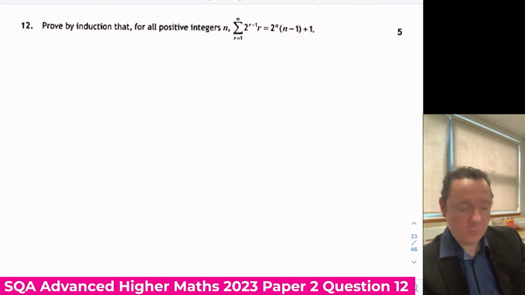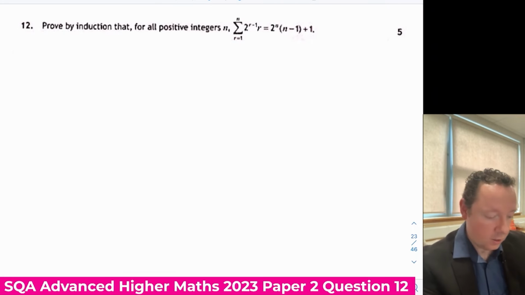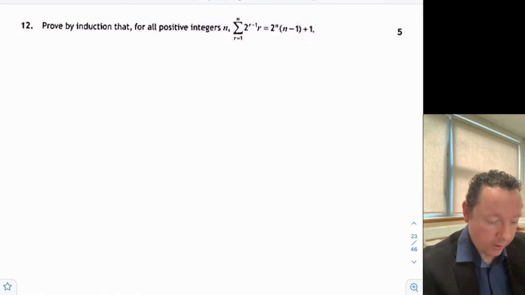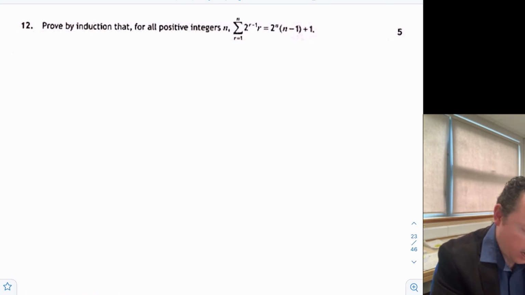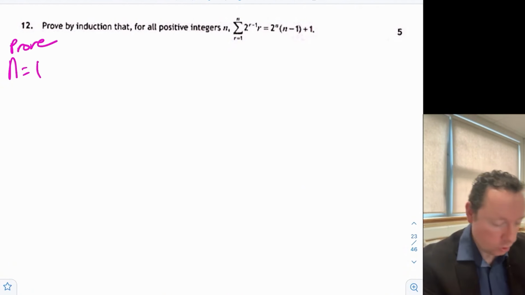Basically, Advanced Higher Maths 2023, Paper 2, Question 12. Prove by induction that for all positive integers n, the sum from r equals 1 to n of 2 to the r minus 1 times r is 2 to the n minus 1, plus 1. So let's prove it for n equal to 1. And then we'll do for k, and then k plus 1 should follow.